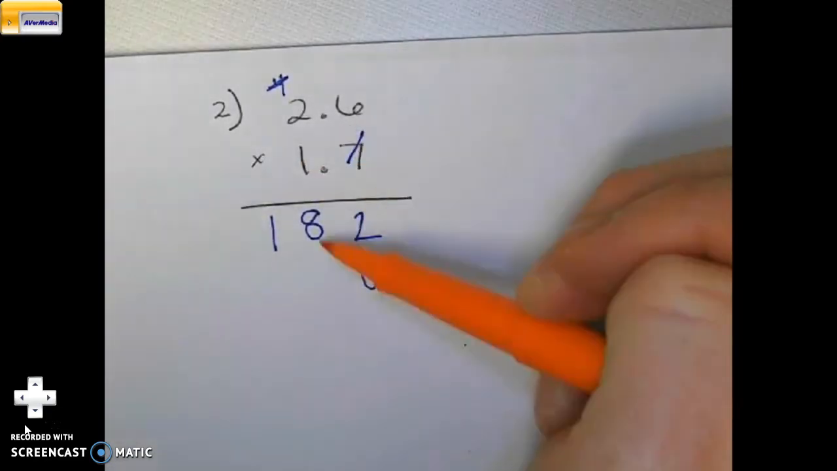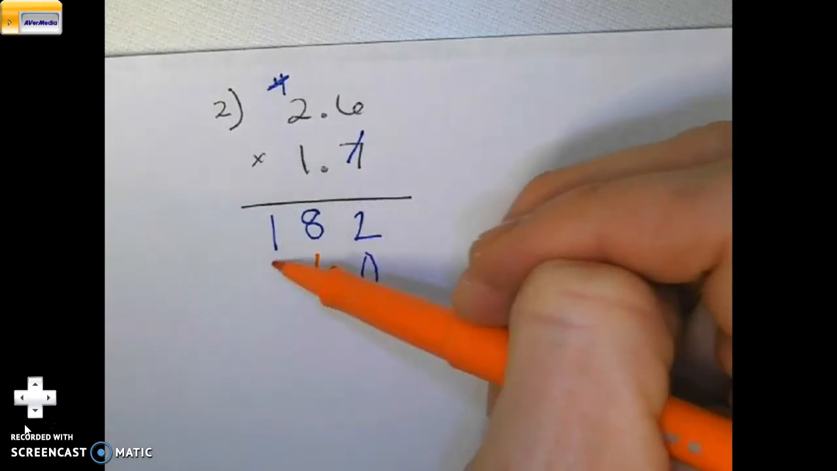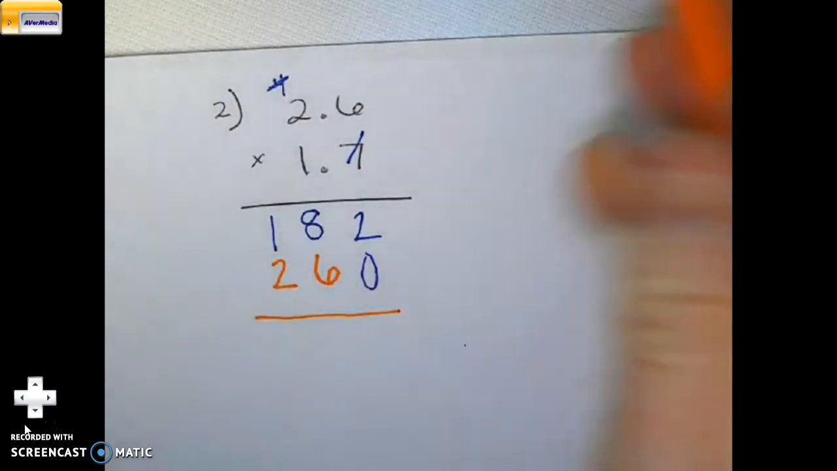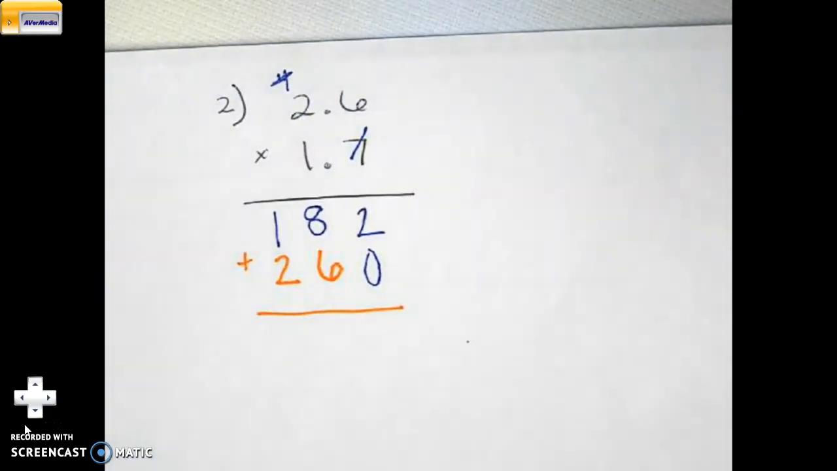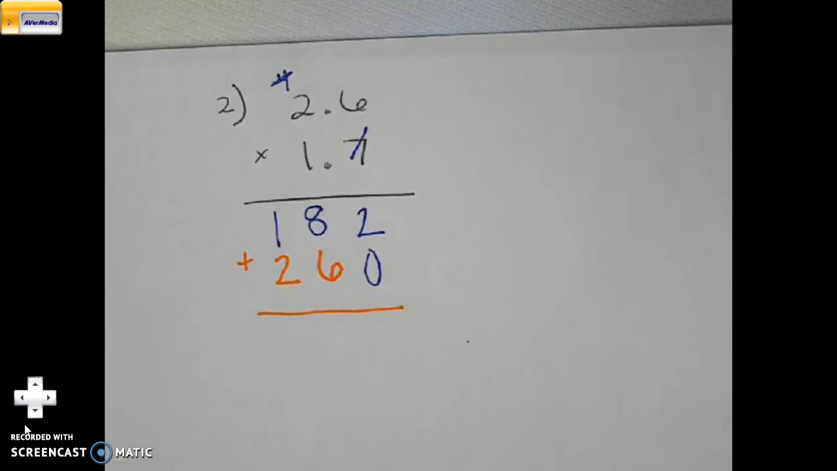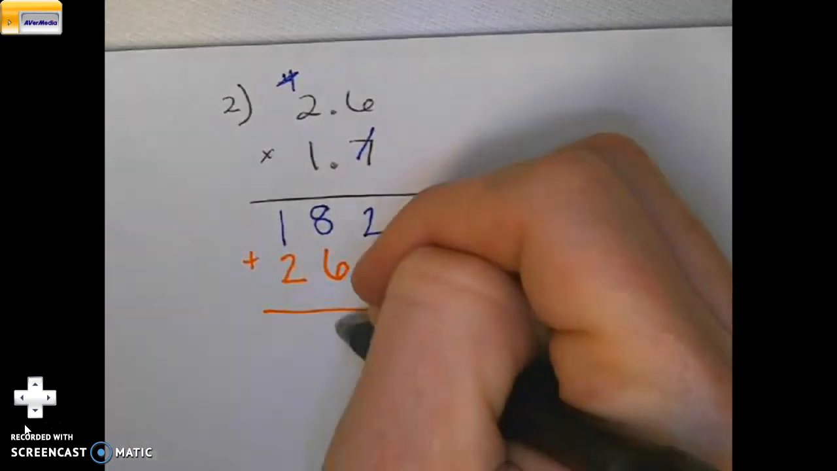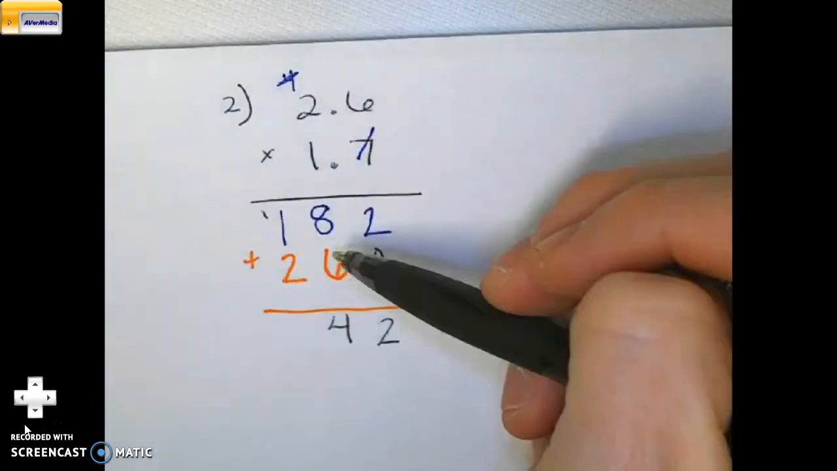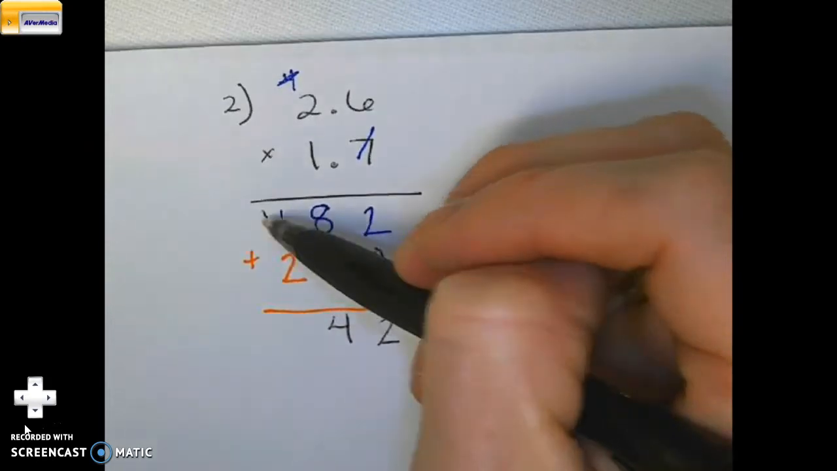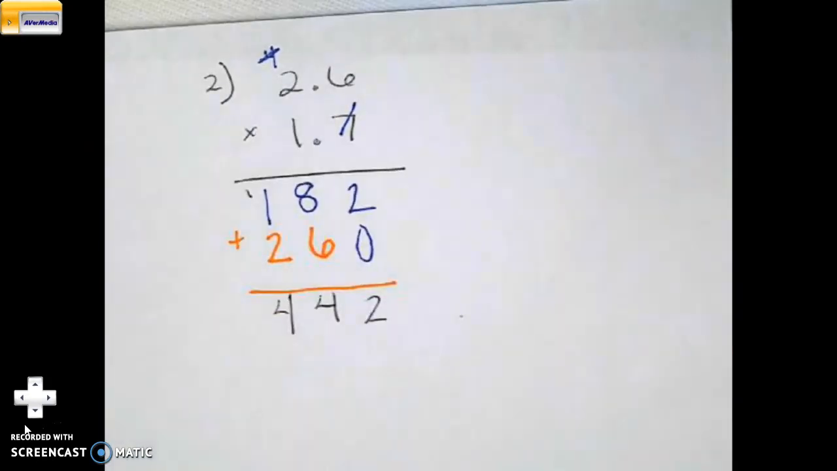1 times 6 is 6. 1 times 2 is 2. I'm going to add these up. So I'm going to get 2. 8 plus 6 is 14. So I'm going to put my 4. I'm going to carry my 1. So I'm going to do 2, 3, 4. Now I am done multiplying. That's exactly how you do it.